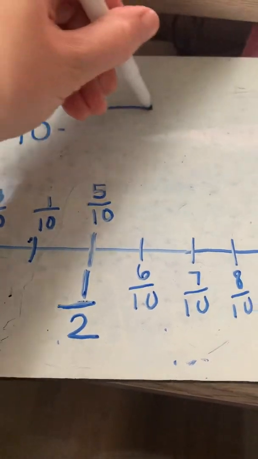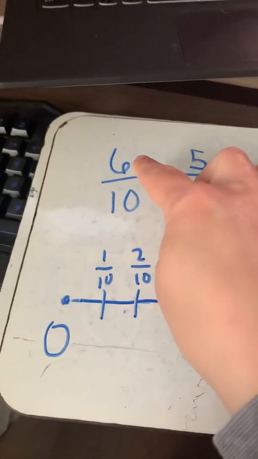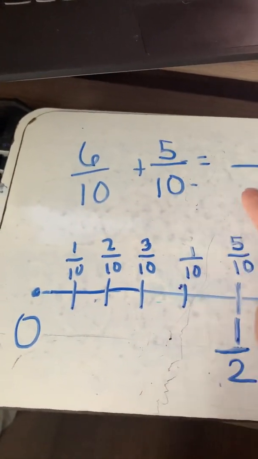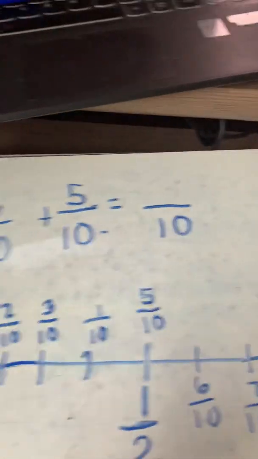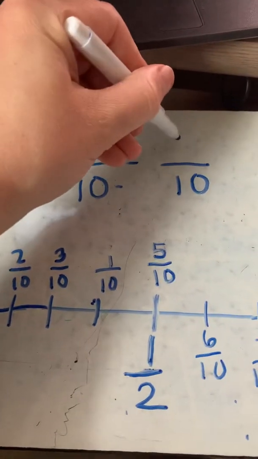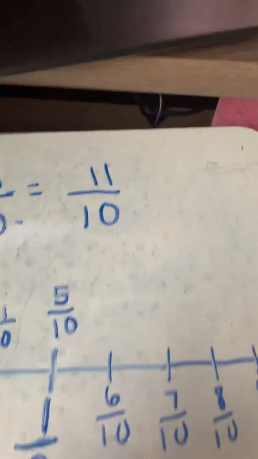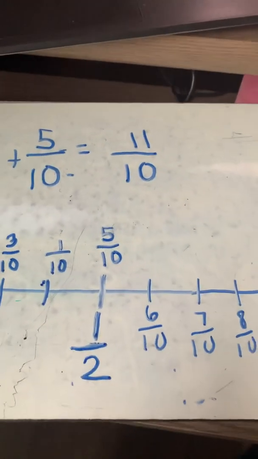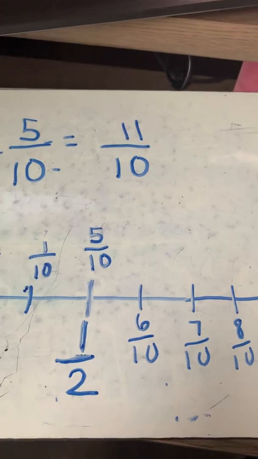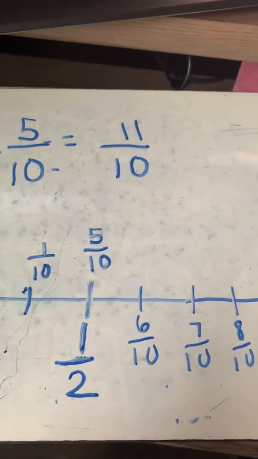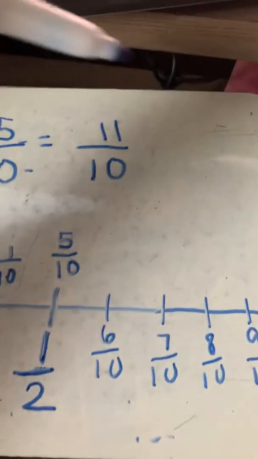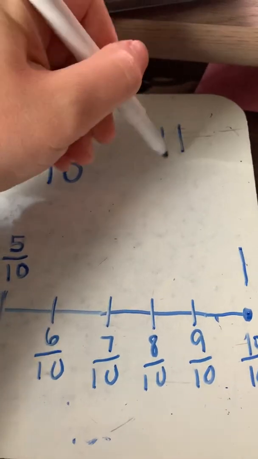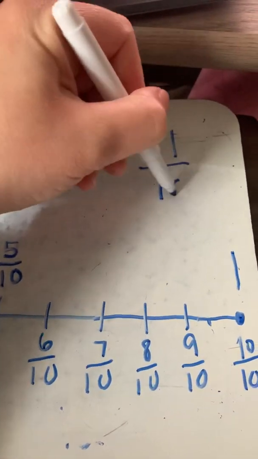So now I can do it, right? 6/10 plus 5/10. Well, my whole is still broken into tenths, so my denominator stays the same. And 6 plus 5 is 11. Now, what do I notice about my fraction? It's improper, right? It's more than 1 because my numerator is bigger than my denominator. So I can decompose this into a mixed number, right?